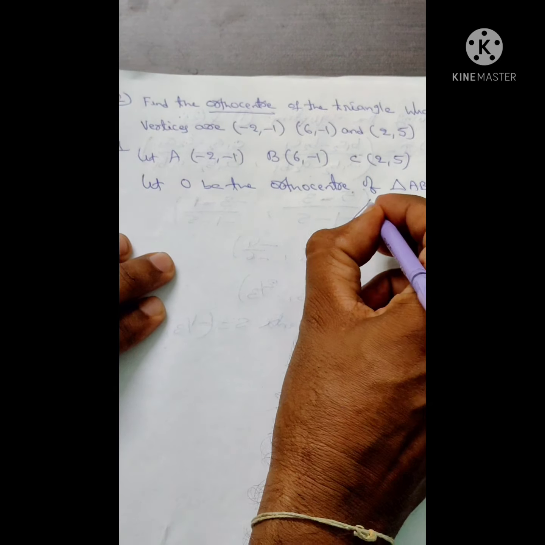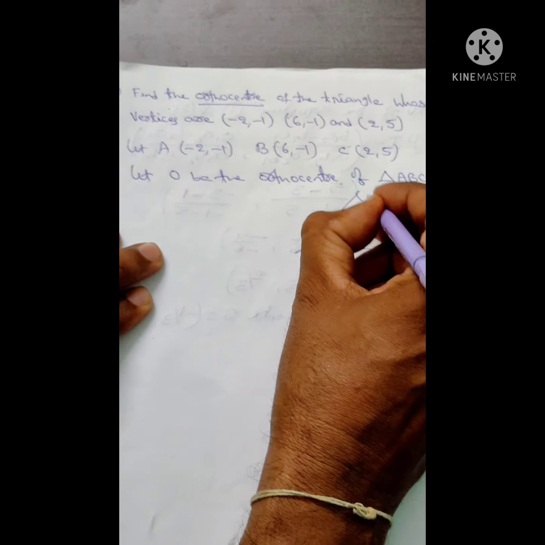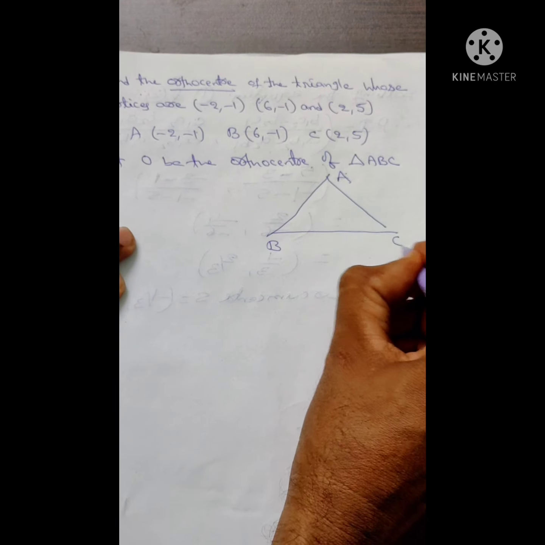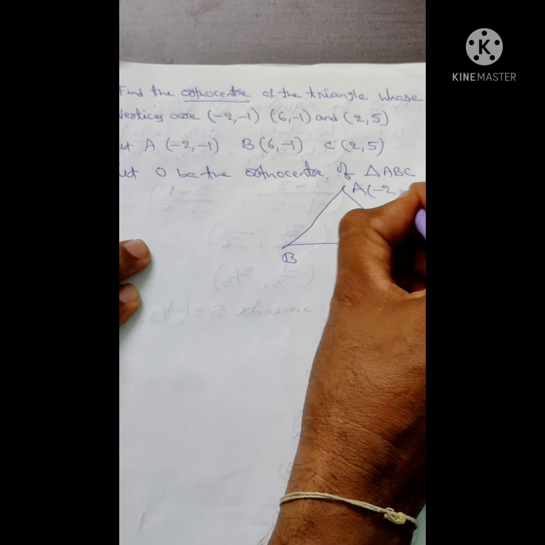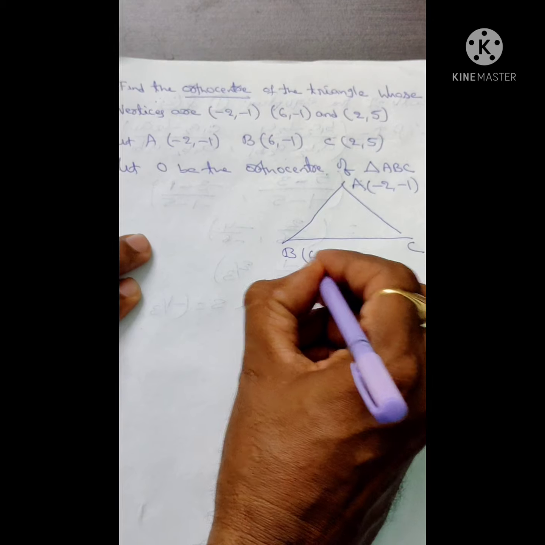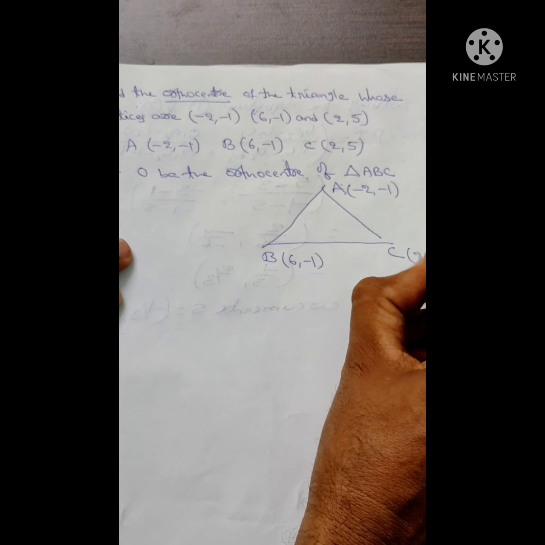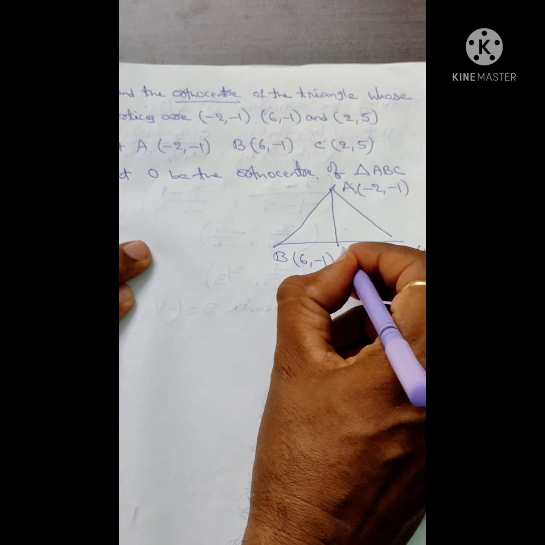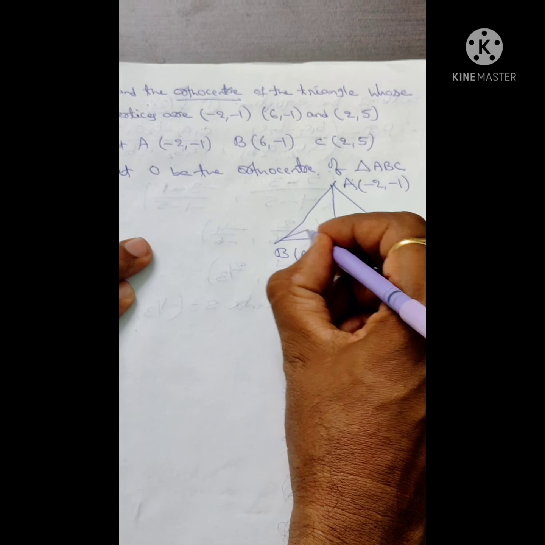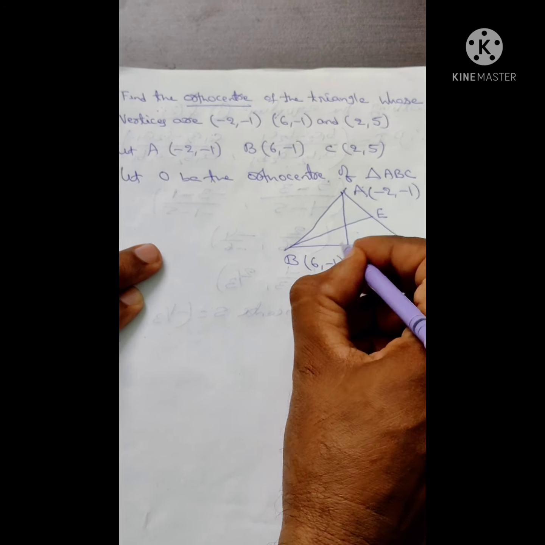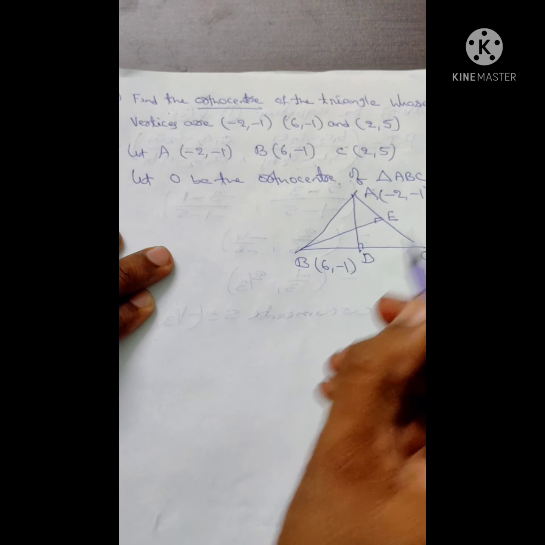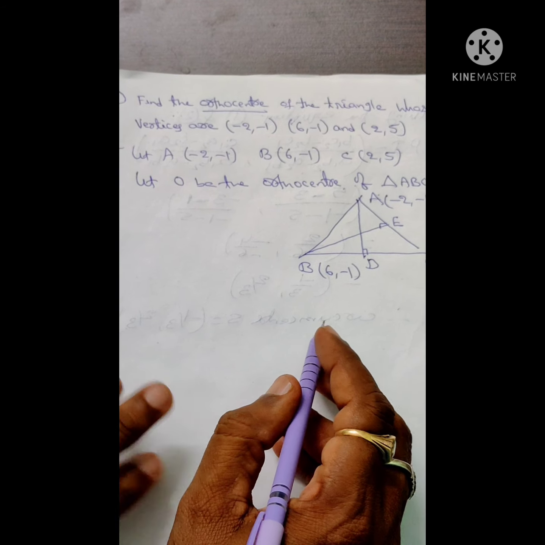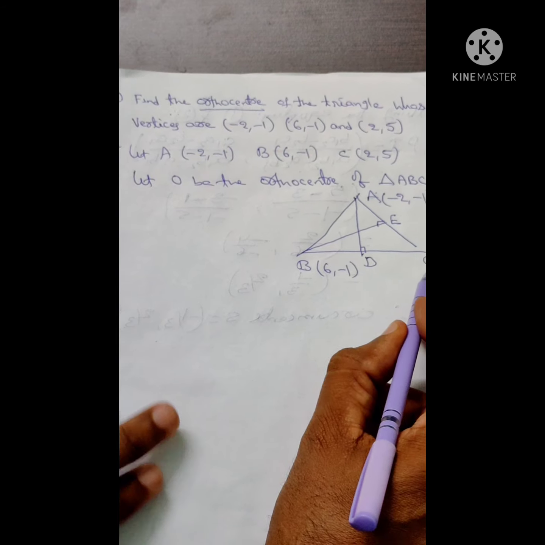So this is triangle ABC. A, B, C: minus 2, minus 1; 6, minus 1; 2, 5. So this is altitude AD and this is altitude BE. Altitude, students. Now first to find out slope of BC.